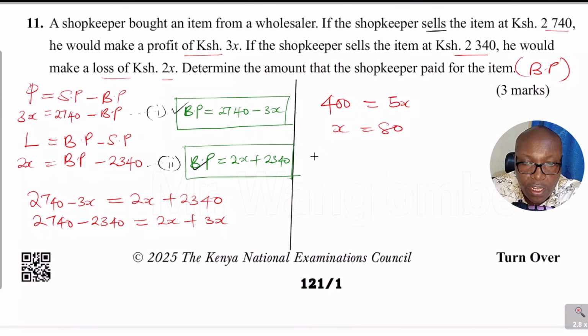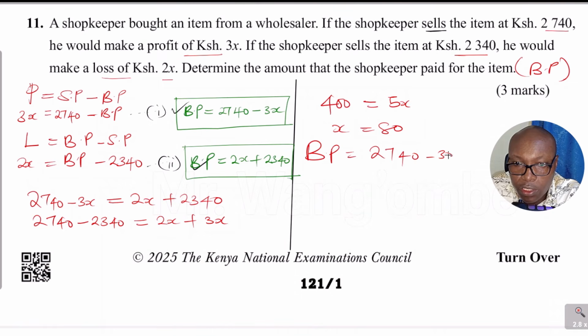Now when you get x, it will not be possible to get the buying price, which is the question. The question requires us to get the amount the shopkeeper paid for the item, which is the buying price. You can use either the first expression or the second one. So we'll use the first one. Buying price is equals to 2740 minus 3x.